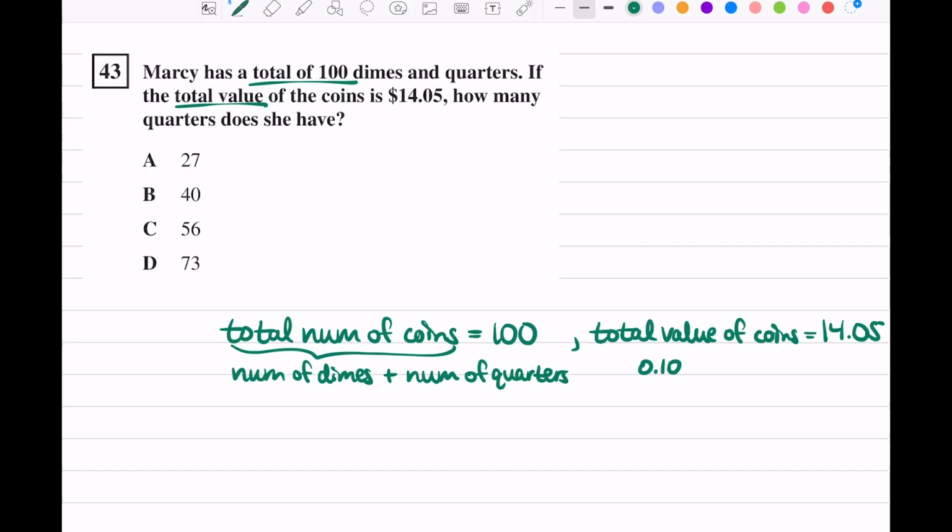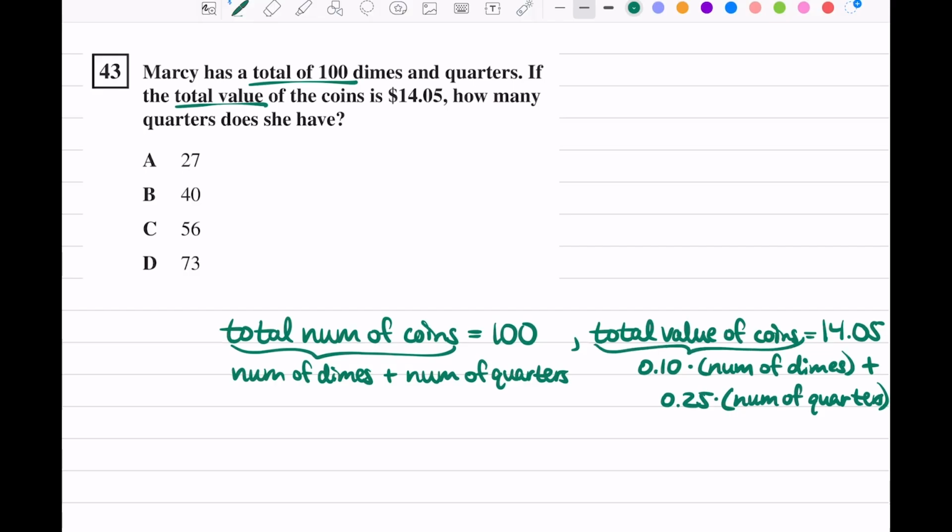So 1 dime is 10 cents, or 0.10. So if you want to find the value of all the dimes, you would multiply 0.10 times the number of dimes. Similarly, each quarter is 25 cents, or 0.25. So if you want to find the value of all the quarters, you would multiply 0.25 times the number of quarters. And if you add up these two numbers, that'll give you the total value of the coins.